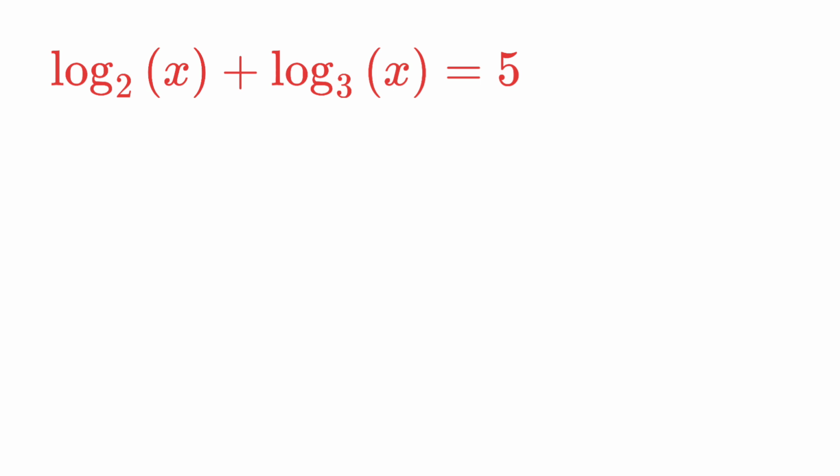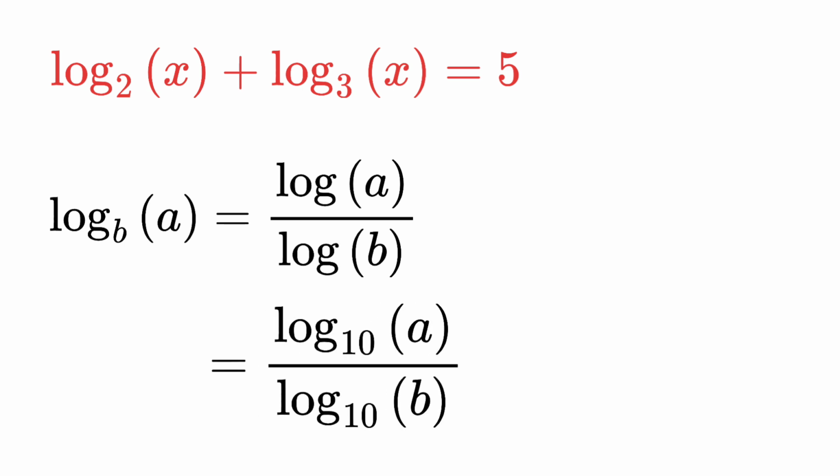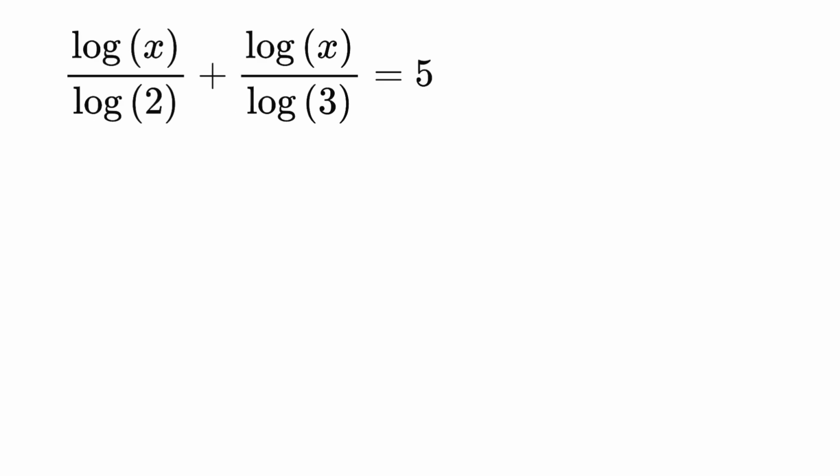Log x base 2 plus log x base 3 is equal to 5. So log a base b can also be written as log a by log b. A logarithm can be taken with any base, so we are taking base 10, so it becomes log a base 10 by log b base 10. Log x by log 2 plus log x by log 3 is equal to 5.